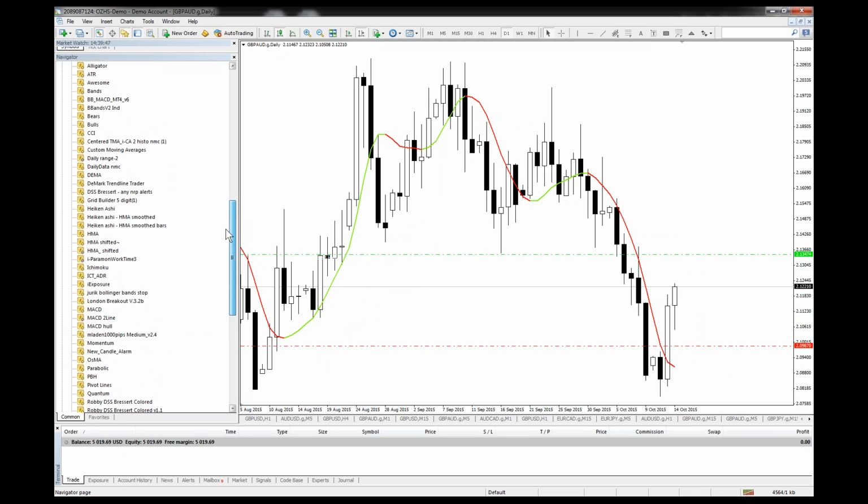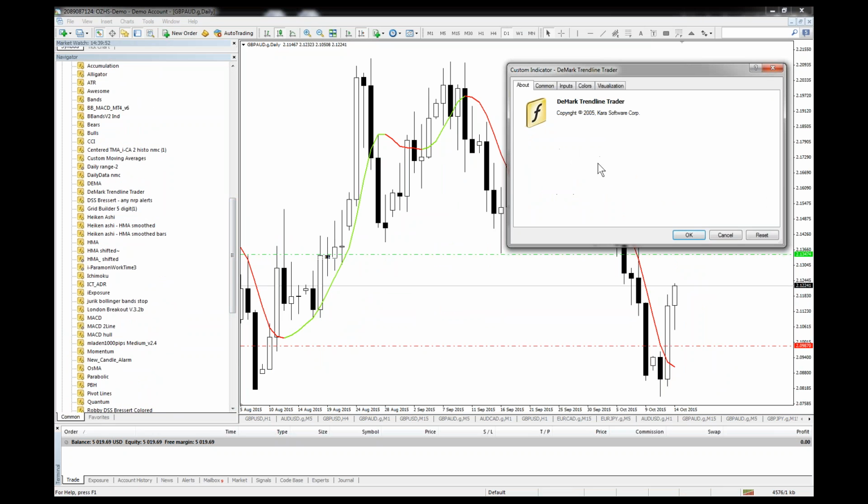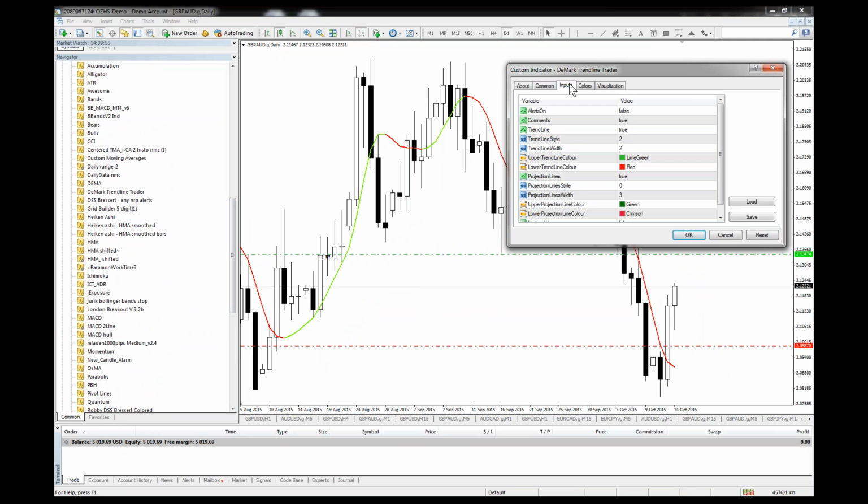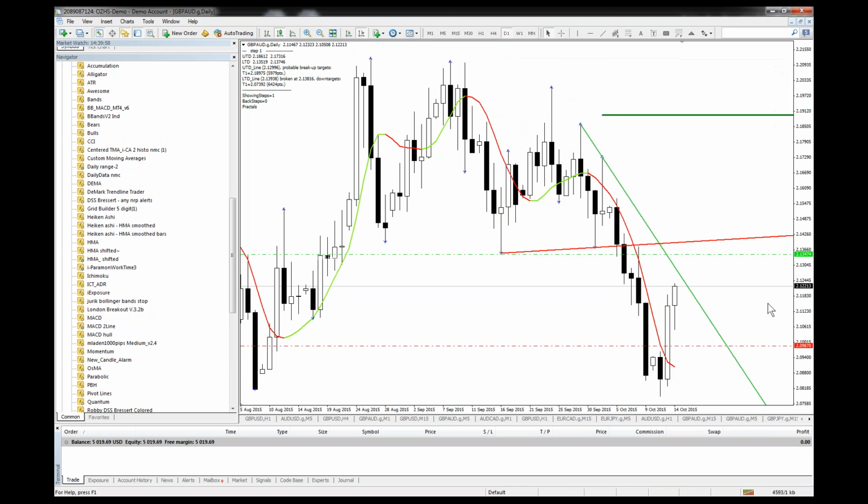And now I want the mark trendline trader. Okay, input, allow inputs. Okay. Yeah, so this is the trend line trader. Here it automatically draws the trend lines. It gives you all the data in here.